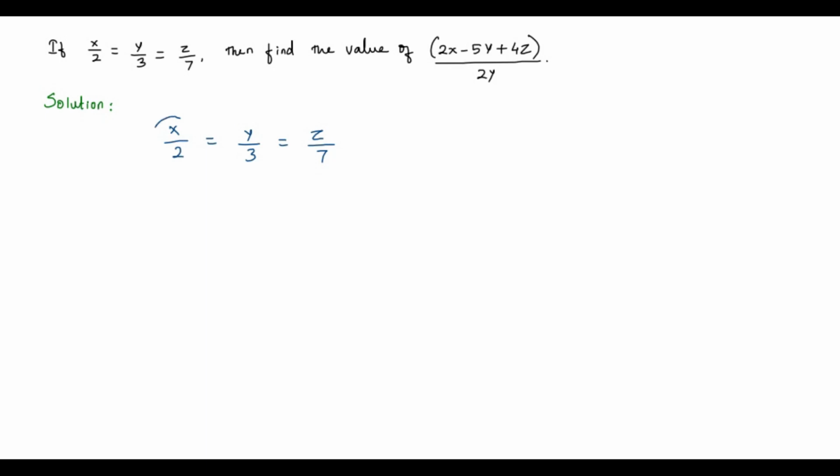So I assume the value of x by 2 is 1. Why do I assume the value of x by 2 is 1? To make the problem easier. Then the value of y by 3 will also be 1, and the value of z by 7 will also be 1. So all of them are equal to 1. So we get x by 2 is equal to 1, y by 3 is equal to 1, and z by 7 is equal to 1.